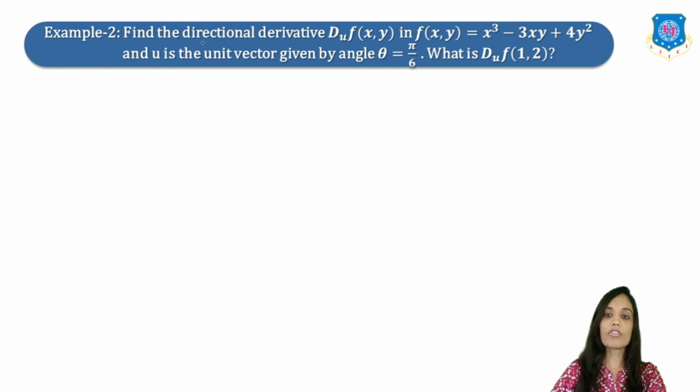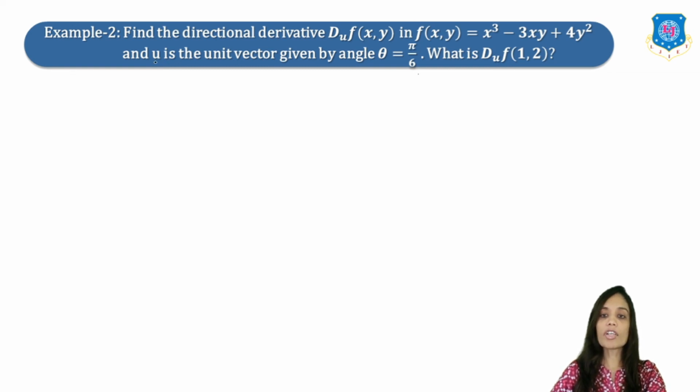Now let us solve one more example. We have to find the directional derivative of f of x comma y, where f of x comma y is this and u is the unit vector given by angle theta equals pi by 6. So what is the directional derivative of f at (1, 2) in the direction of u? So now we are not given our u bar, or we can say we are not given any direction. We are only given this angle pi by 6.